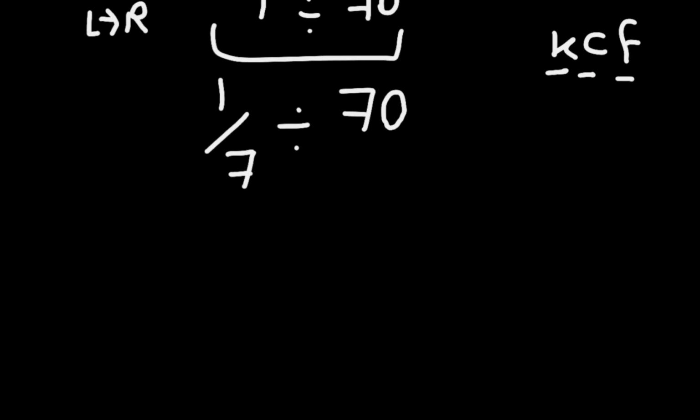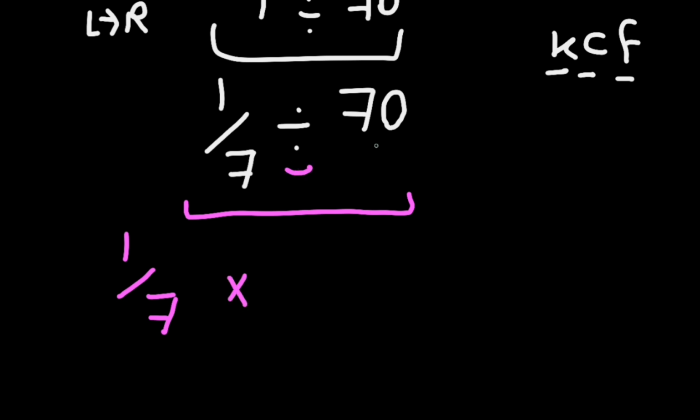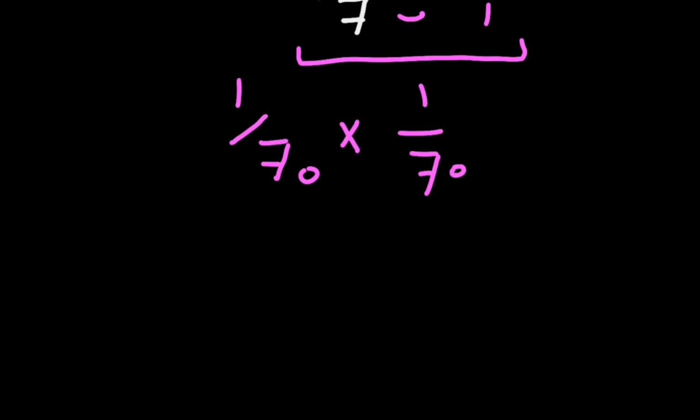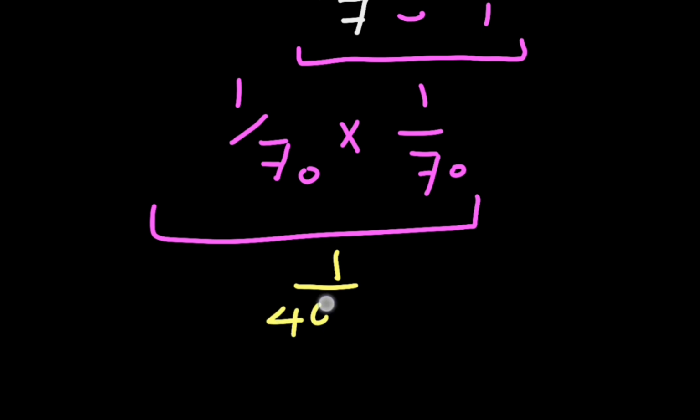So according to this rule, keep the fraction 1 over 70, change division to multiplication and flip the next fraction: 70 over 1, so 1 over 70 times 1 over 70. Now we have two fractions. Now 1 times 1 equals 1 and 70 times 70 equals 4900.